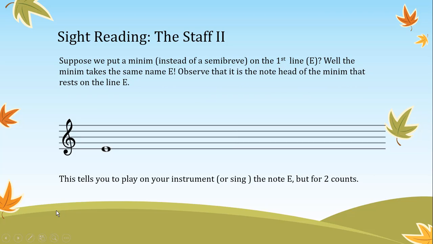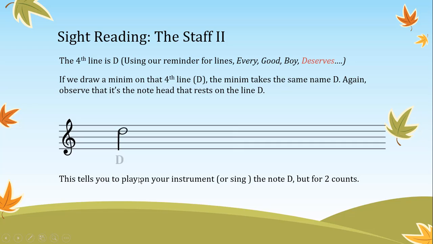Suppose we put a minim instead of a semibreve on that same first line. Well, I hope you remember that the minim has a time value of 2 beats. So we're going to take out the semibreve now and put a minim on that same line, okay? Again, the name of that minim becomes E. So what this tells you to do is to go to your instrument and play the note E. But this time we're not going to play it for 4 counts anymore. We're going to play it for only 2 counts. Why? Because the minim has a time value of 2 beats or 2 counts.